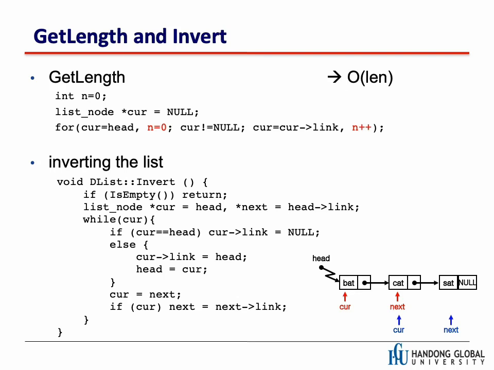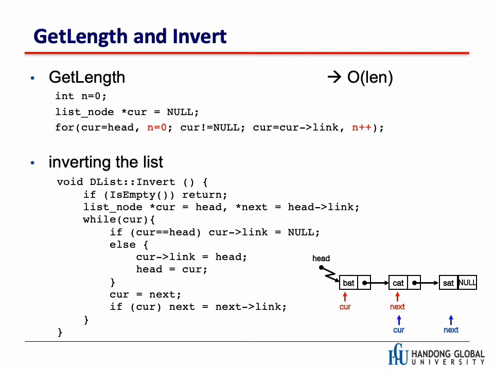Now the blue colored arrows and the current and next indicate the second iteration. In the second iteration of this while loop, when we check if current is head, which is not the case, head is still pointing to bad. Then in the else statement, current link will be head. So cat link will point to bad. See what I'm saying? Cat link will point to bad, and head will point to cat. So imagine that head is pointing to cat and cat is pointing to bad.